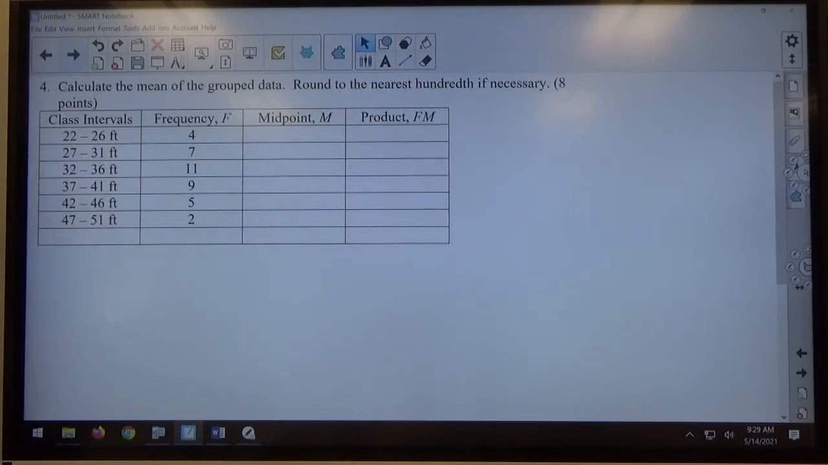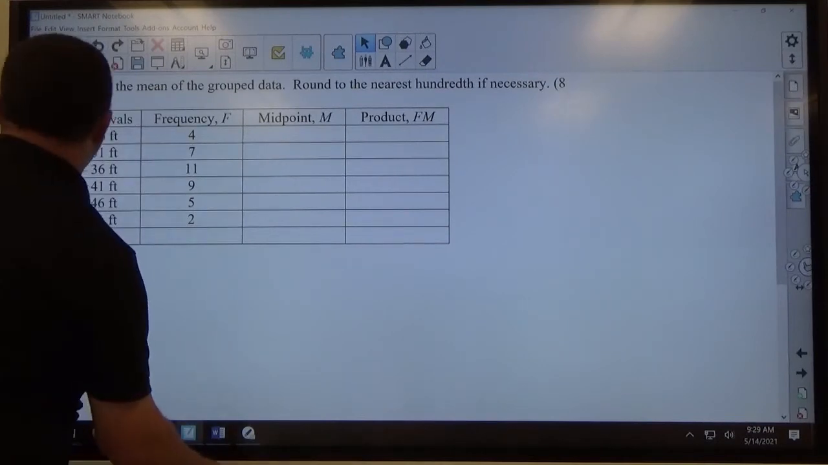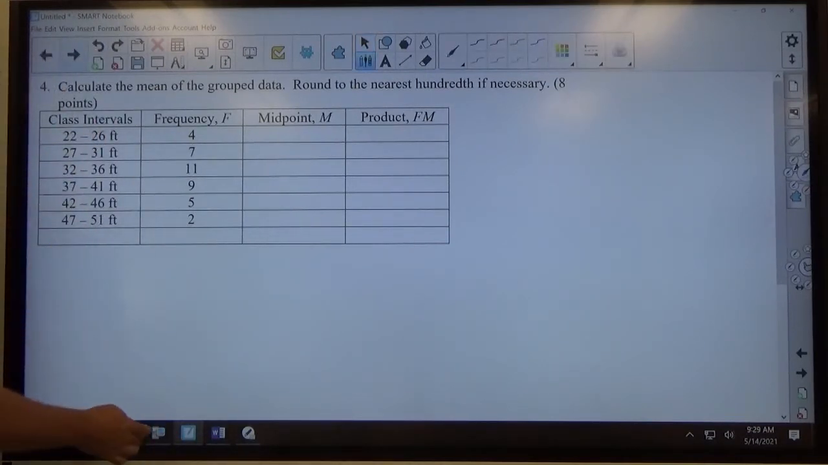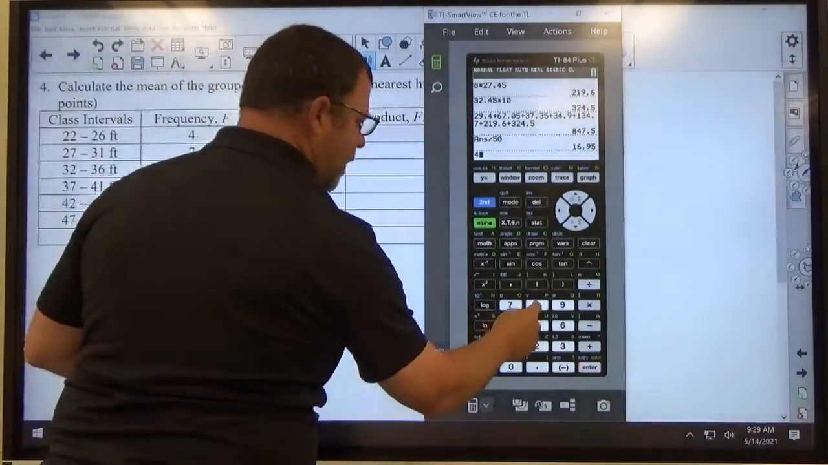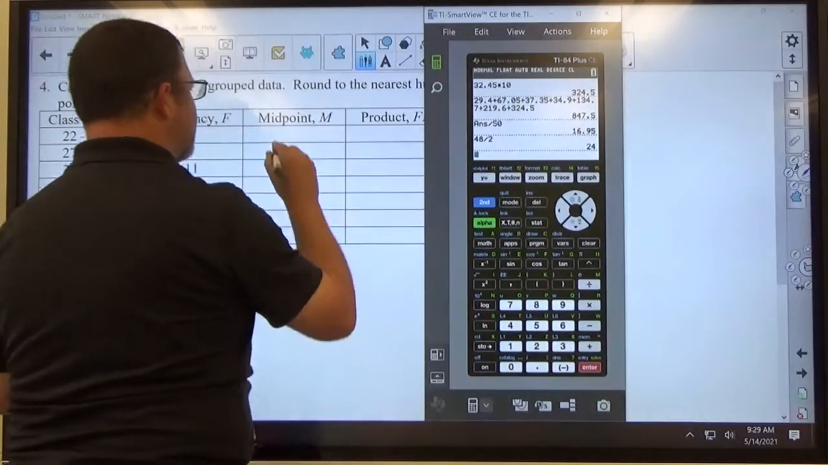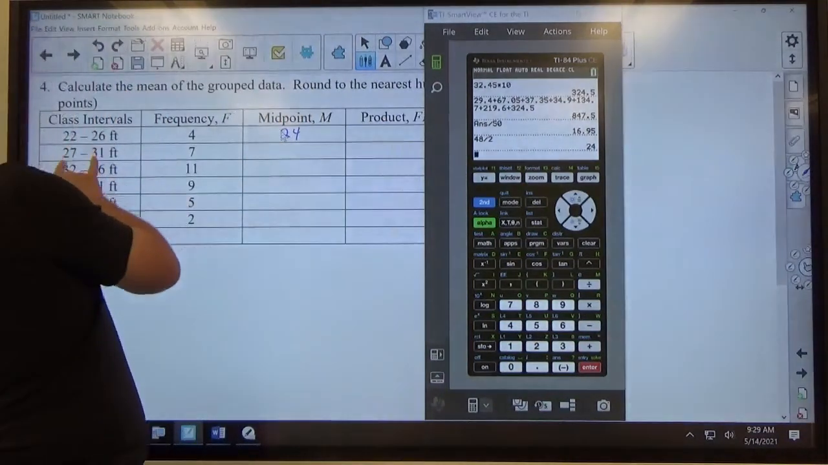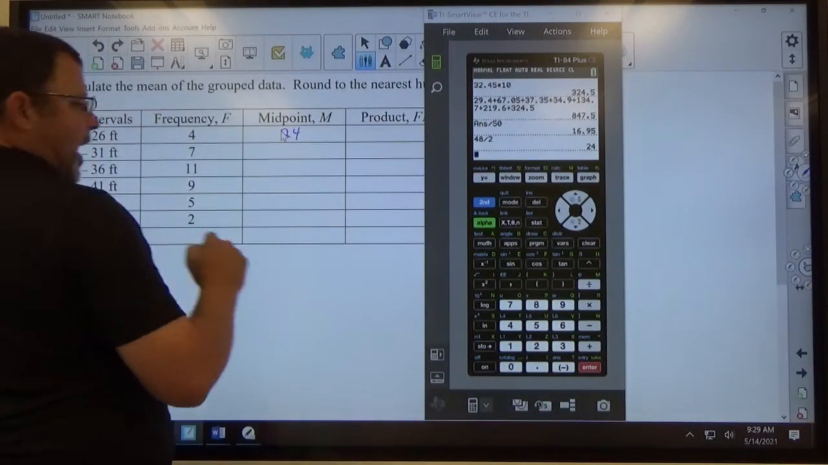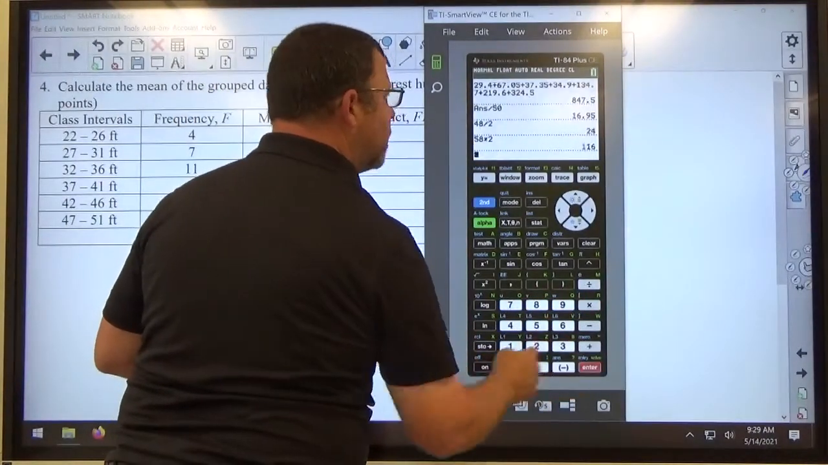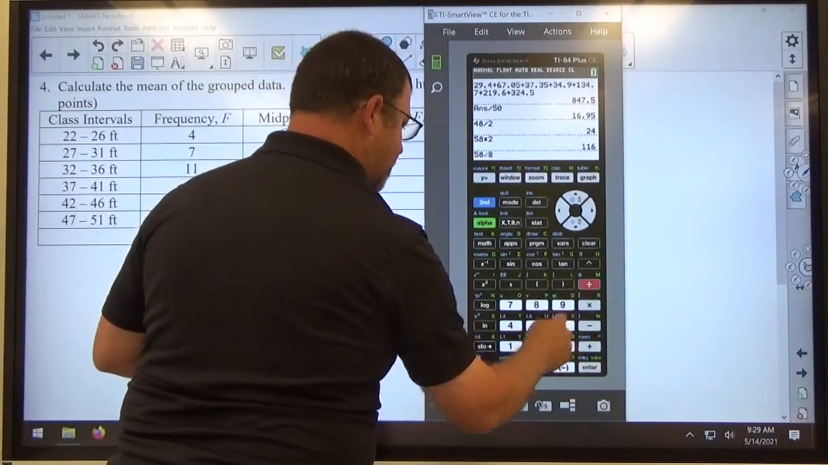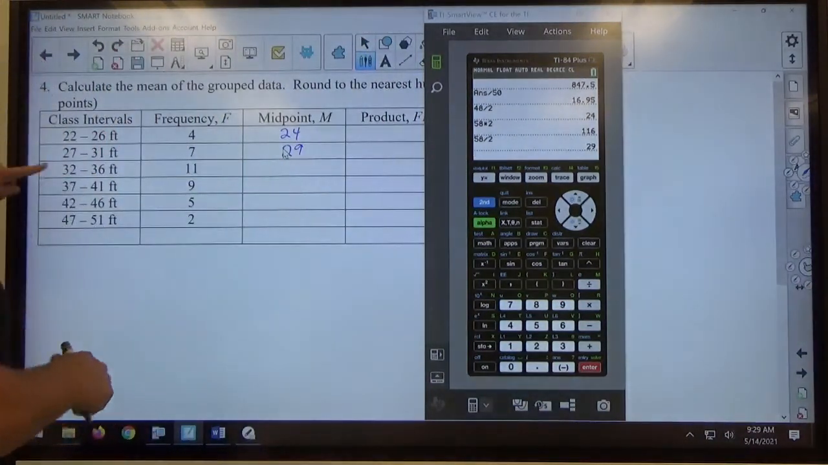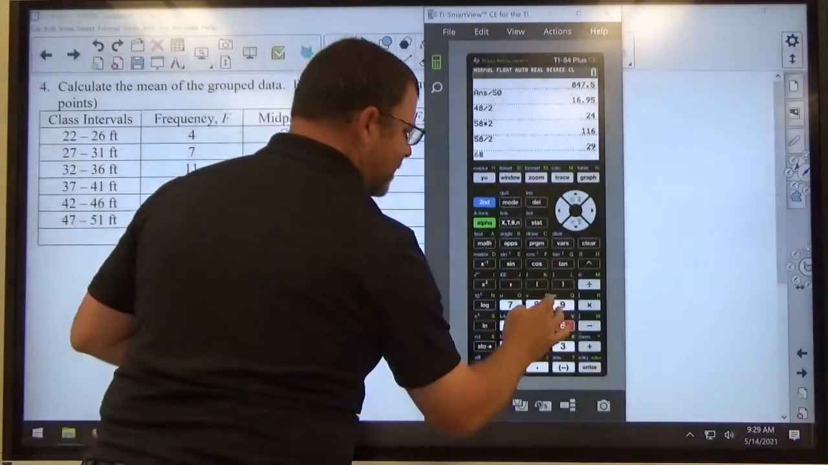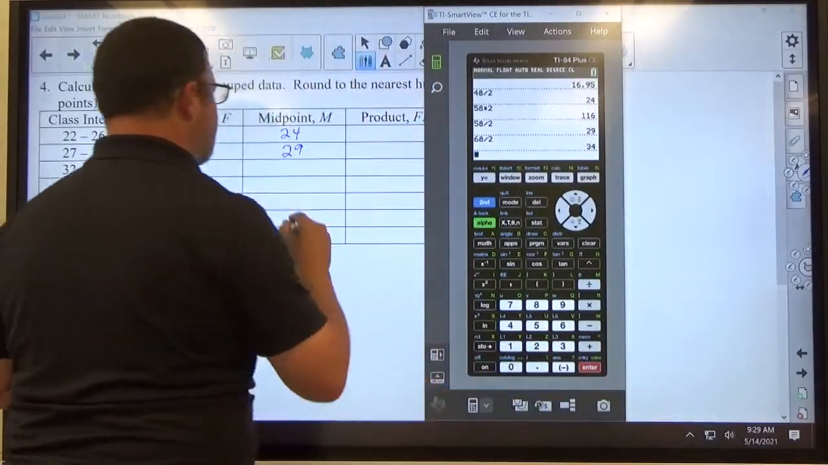Number 4, same type of problem. The interval's a little bit less decimal, all right? But again, I'm going to add these together, divide by 2. So if I do that real quick, 22 and 26 is 48. So 48 divided by 2 is 24. 31 and 27 is 58. 58 divided by 2 is 29. 32 and 36 make 68. 68 divided by 2 is equal to 34.